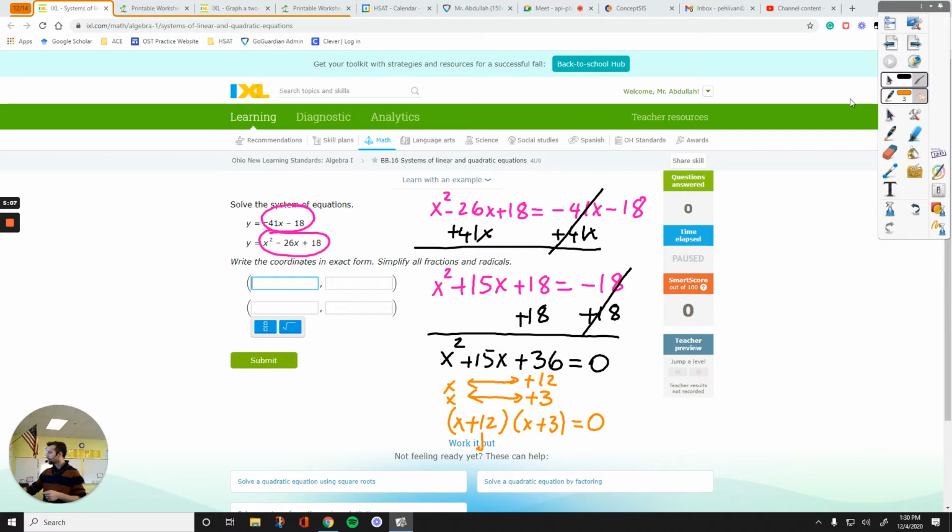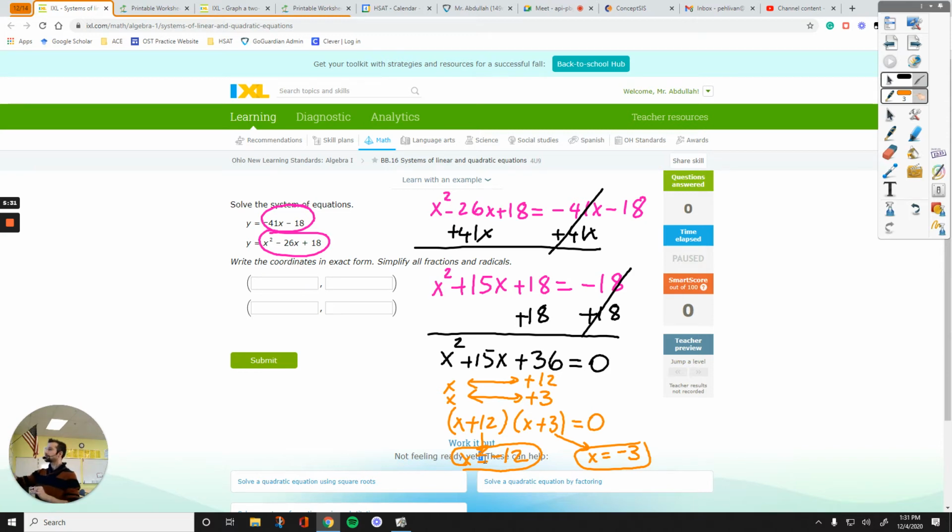At this point, this first one is going to give me the solution x equals -12, and then I solve that one by setting it up to 0. The solution is going to be this. Now I have two x values. One of them is -12, the other one is -3. I need to plug them into either one of the equations, doesn't matter, and then find y values.